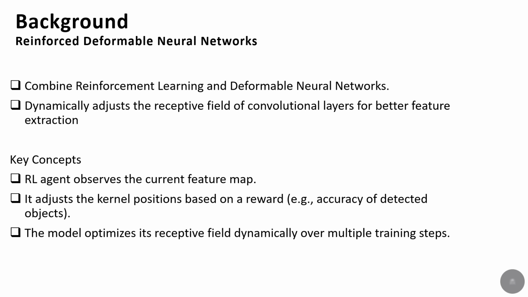So the reinforcement learning agent observes the current feature map, then it adjusts the kernel positions based on a reward, e.g. accuracy of detected objects. If the actual accuracy is higher, it's going to adjust the kernel position to improve the accuracy further. If the accuracy is low, it's going to equally do the same, to improve the kernel positions to obtain better accuracy. Then the model further optimizes its receptive field dynamically over multiple training steps.